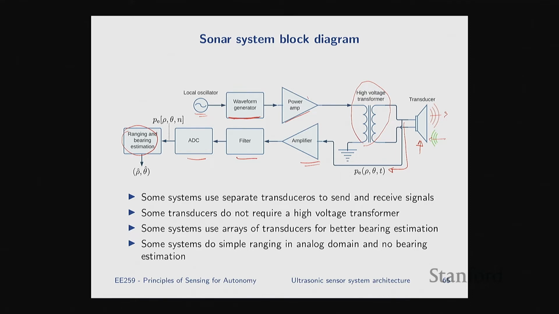Now note that this is kind of like a generic block diagram. Specific systems might be different from this in certain aspects. So some of them, for instance, might not have the high voltage transformer because, if you have a MEMS device, it doesn't need high voltages to operate. So then you don't put the high voltage transformer in them. Or sometimes you might have a separate transmitter and a receiver, as we'll see in some cases. You separate out your transducers, use one only for transmit, the other only for receive. But at a high level, this block diagram captures the essential functions that need to happen inside a sonar system.